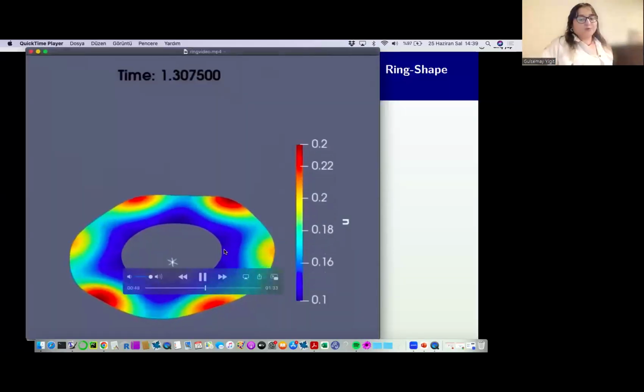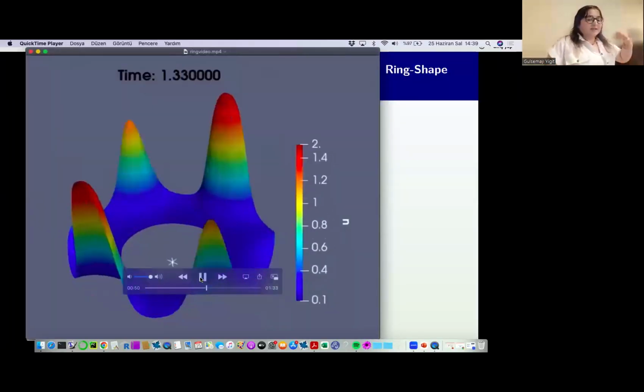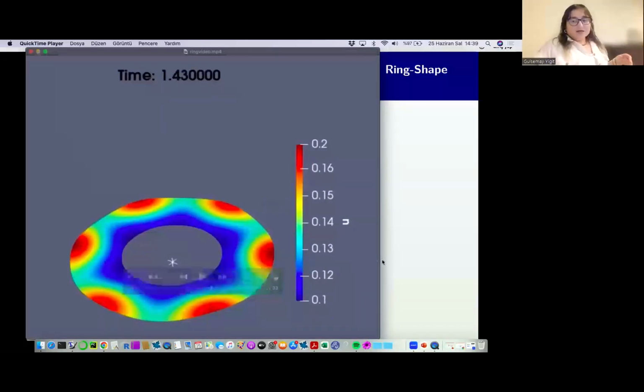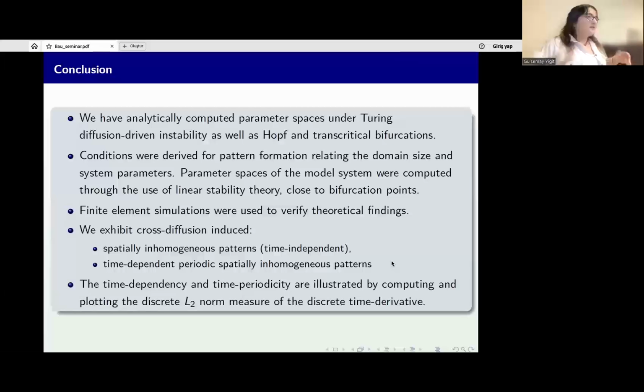Because we want to support our findings. Okay. So now we arrive at a conclusion. So what did I try to show you today? Parameter spaces is an important issue, because parameter choice is quite important in the numerical analysis part.